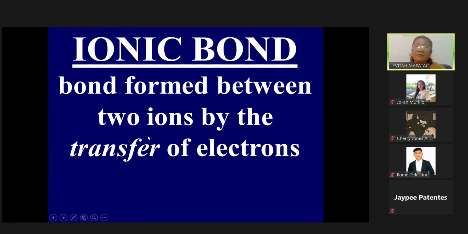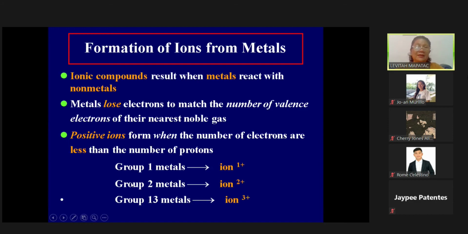So, ionic bond. It's a bond formed between 2 ions by transfer of electrons. As I have said, it should be a metal plus non-metal. So, an ionic compound results when a metal reacts with a non-metal. Which one will lose? Of course, it's the metal that will lose electrons, matching the number of valence electrons of their nearest noble gas, so it has 8 electrons. Then, positive ions will form. Whenever a metal loses electrons, it becomes a positive ion.